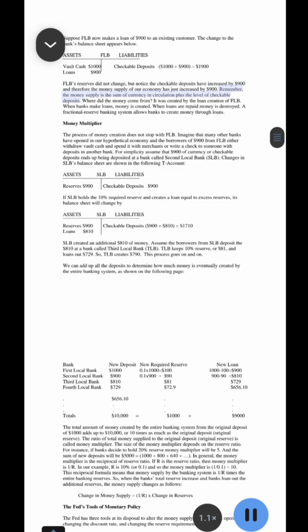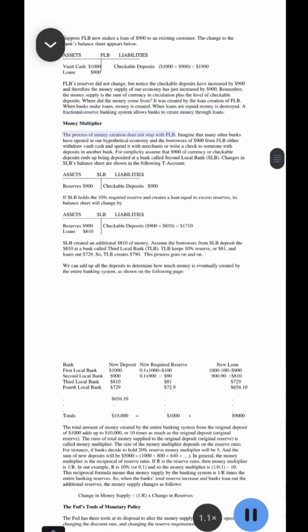Remember, the money supply is the sum of currency in circulation plus the level of checkable deposits. Where did the money come from? It was created by the loan creation of FLB. When banks make loans, money is created. When loans are repaid, money is destroyed. A fractional reserve banking system allows banks to create money through loans.